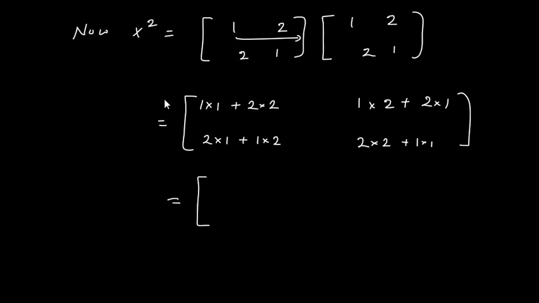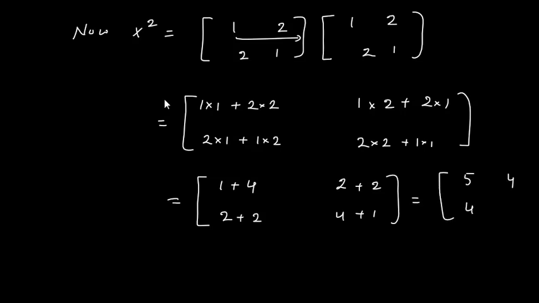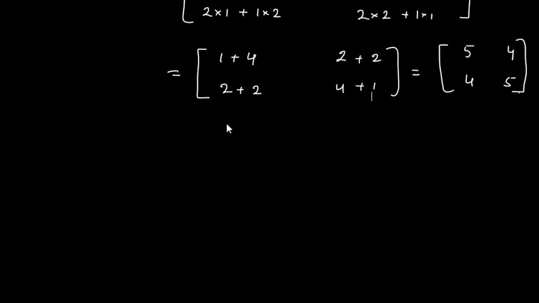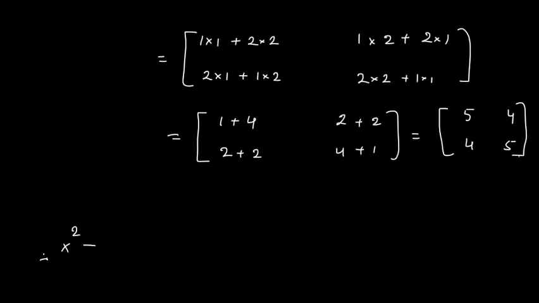Okay, so what do we get: 1 into 1 is 1, 2 into 2 is 4. Here 1 into 2 is 2 plus 2 into 1 is 2. Here it is 2 into 1 is 2 plus 1 into 2 is 2, and here it is 4 plus 1. 1 plus 4 is 5, 2 plus 2 is 4, 2 plus 2 is 4, 4 plus 1 is 5. Okay, so this is x square. Now x square minus 2x minus 3I. Let us find this value.